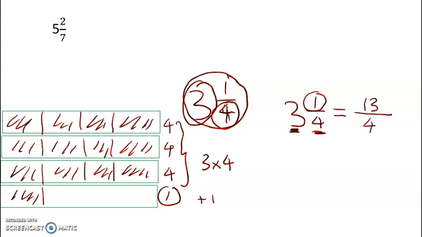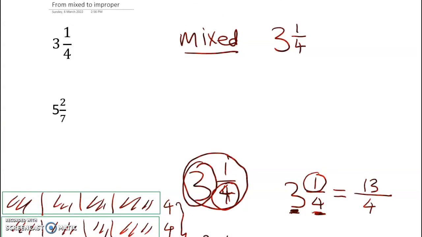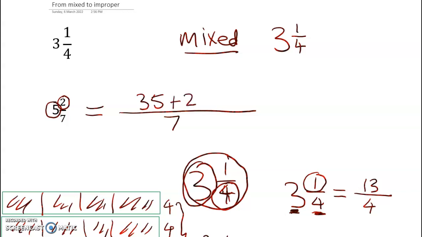Okay, so let's try another one. So 5 2/7. Well, we could draw it all out, or we could say, how many sevenths are in the 5 wholes? 5 times 7 gives me 35. And then I've got these 2 extra sevenths. So I've got 35 plus 2/7. That gives me 37 over 7.